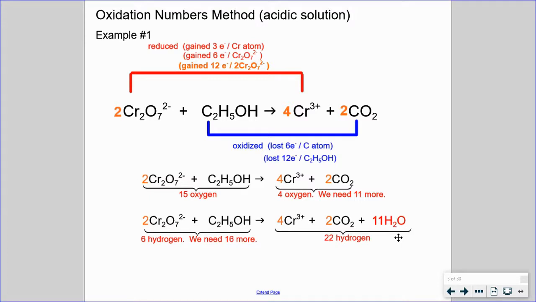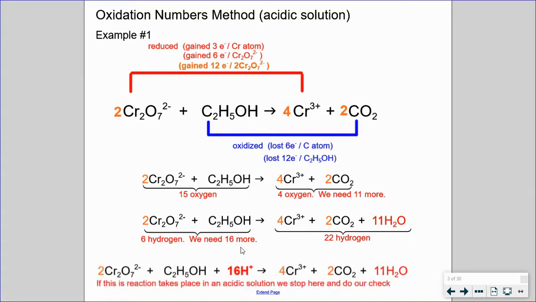The next step is to count the number of hydrogen atoms there are. On the left-hand side, we have 6 hydrogen atoms, 5 plus 1. And on the right-hand side, we only have hydrogen atoms in the water molecule. So 11 times 2 is 22. Therefore, we need 16 more hydrogen atoms on the left-hand side. The way we add hydrogen is by adding hydrogen ions. We see that if this was an acidic solution that we're dealing with, we would stop here. This is our balanced redox reaction.